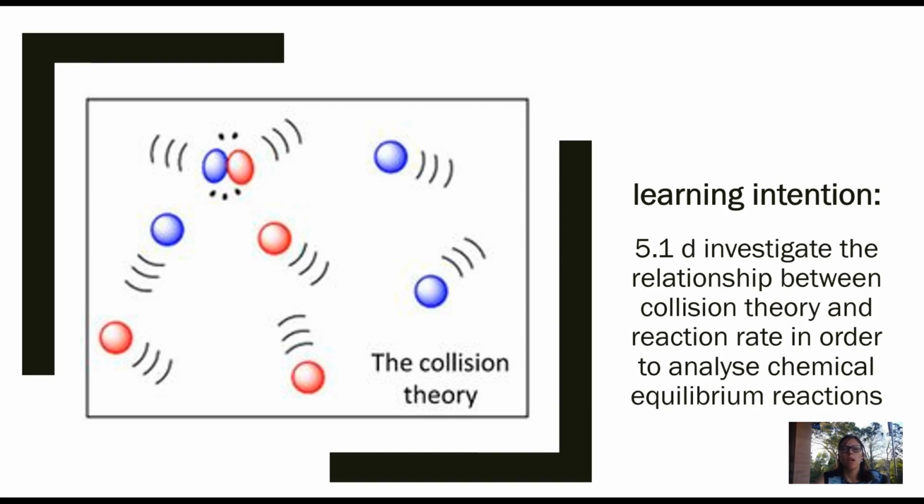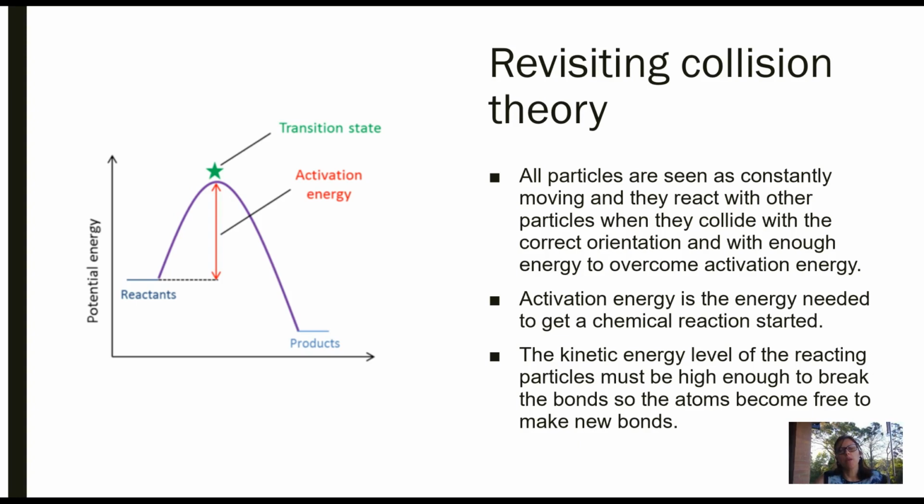Today we're looking at 5.1.D, where our learning intention is to investigate the relationship between collision theory and reaction rate to analyse our equilibrium reactions. So let's go. Just recapping what we did in Year 11, Module 4, looking at collision theory.